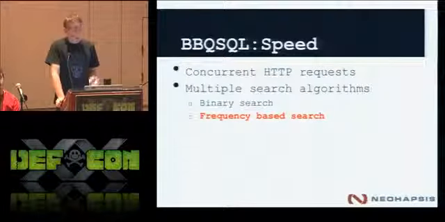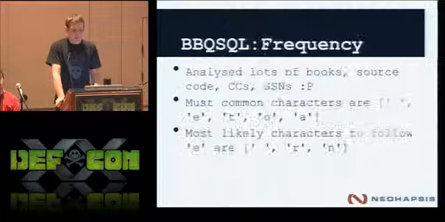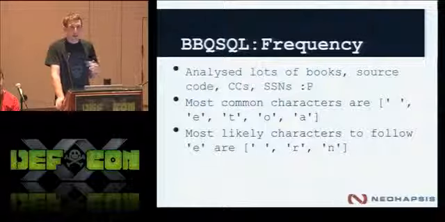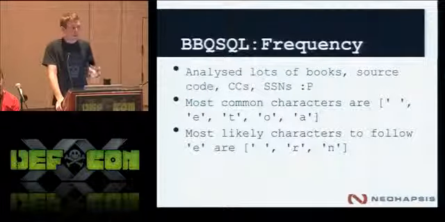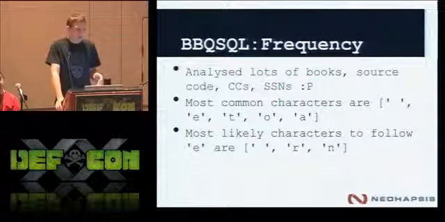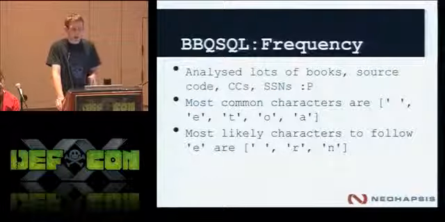The other thing that we were playing with, and it can be beneficial in some instances, is to do frequency-based search. I know some other tools have done this before. I decided to try it myself. It's fun. So what I did is I analyzed thousands of open source books for the character frequency. And what I found, which isn't surprising for anyone who's done any cryptography, is that the most common character in all of these books was the space character, followed by E, followed by T, followed by O, followed by A.